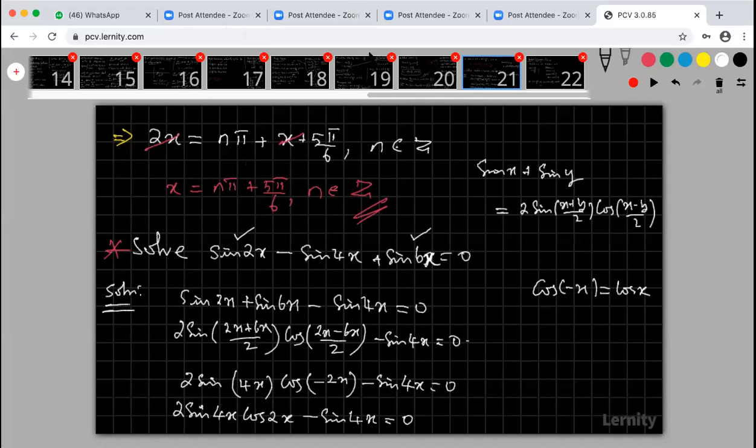Yes, some student is asking for the last problem once again. Hari Prakash, which problem? Hari Prakash, which problem do you want?